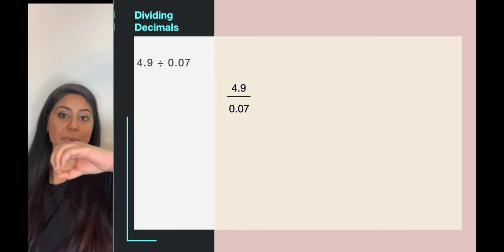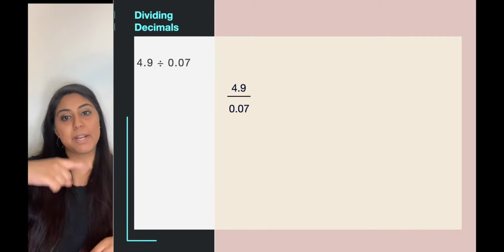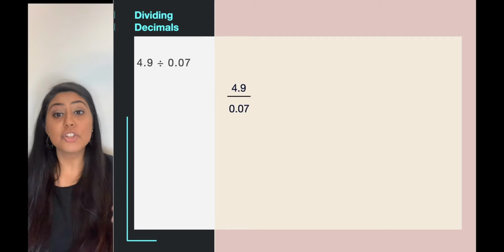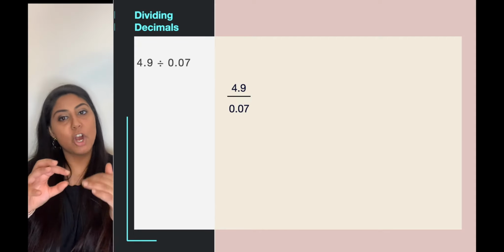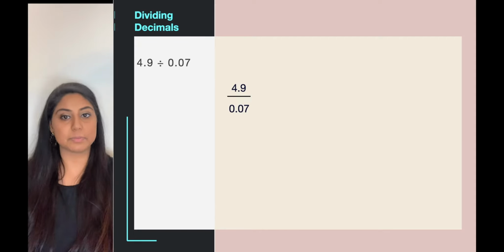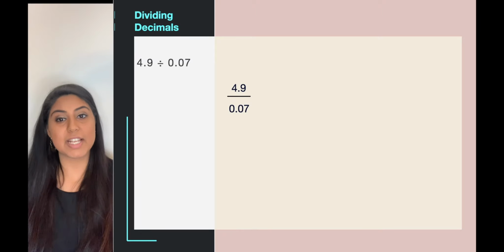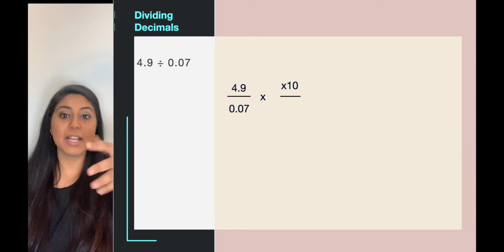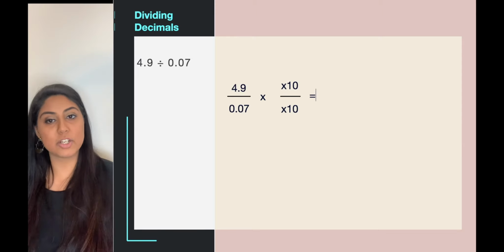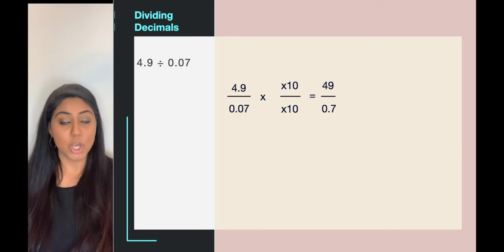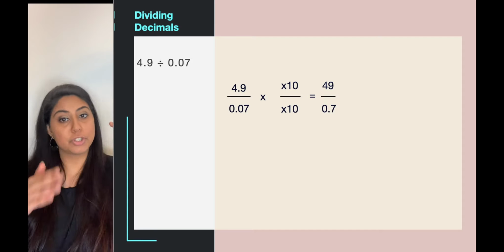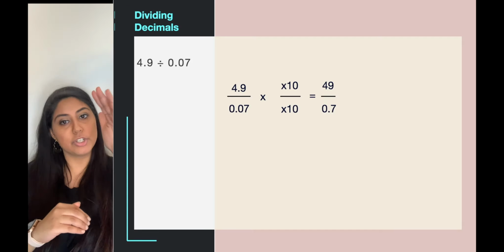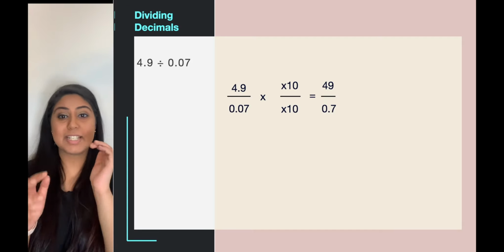The dot at the top is the numerator, the dot on the bottom is the denominator, and that line is the fraction line. So as a fraction, I would get 4.9 over 0.07. Now the whole idea is I want to get rid of the decimals. So if I multiply the numerator by 10 to get 49, by default I have to multiply the denominator by 10 to get 0.7. Remember, what you do to the bottom, you do to the top, and what you do to the top, you do to the bottom. They have to be reflected in each other.